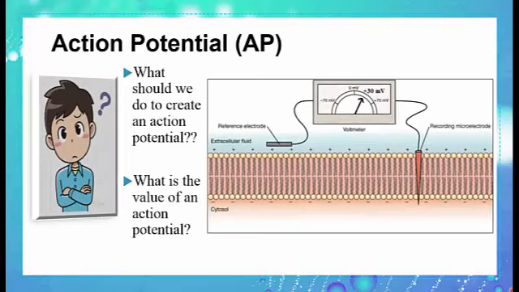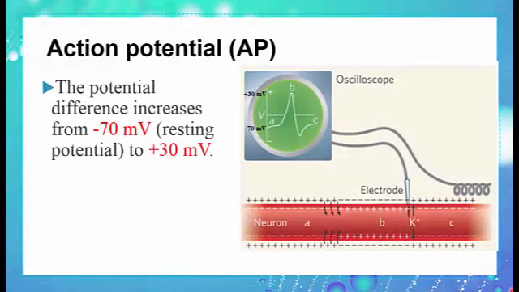To know the value of an action potential, we should bring an axon and a voltmeter or an oscilloscope to record the value of an action potential. Then, of course, we have to stimulate this axon to create an action potential. After the stimulation, we obtain a value of plus 30 millivolt. This is the value of an action potential. So, till now, the potential difference increases from minus 70 millivolt when it was at rest to plus 30 millivolt when it's in action. This is the recording given by the oscilloscope.